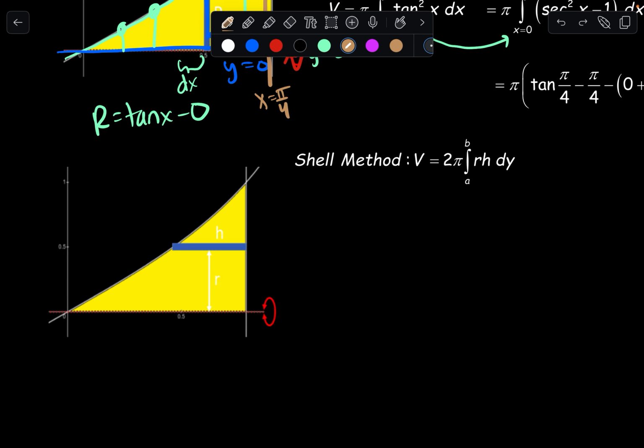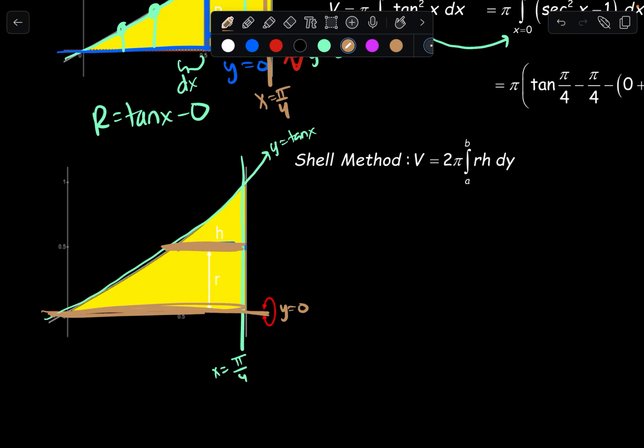So the axis of revolution is still horizontal. All right, it's going to be at y equals 0. We still have our right bound, which is pi over 4. We'll say x equals pi over 4. And then we have our upper bound, which is going to be y equals tangent x. So for shell method, our bar is going to be horizontal. It's going to be perpendicular to the axis of revolution, okay?